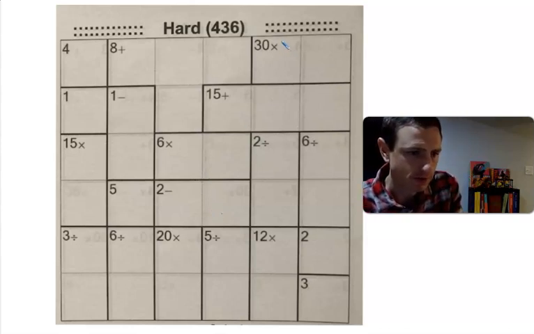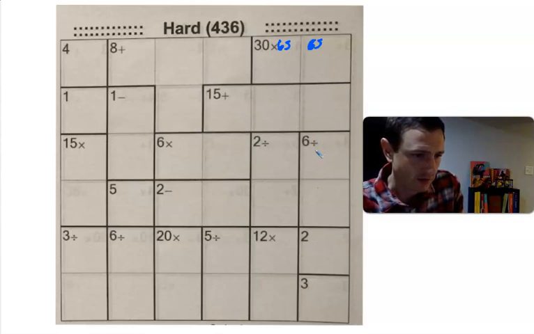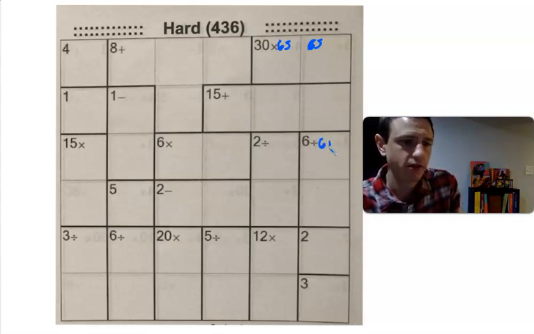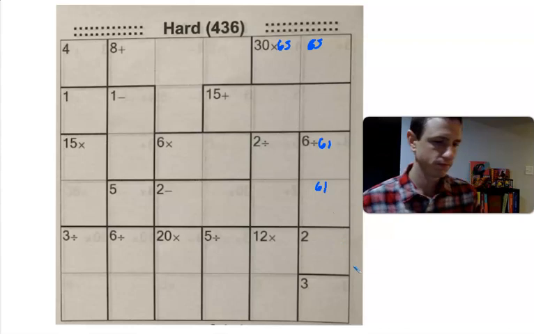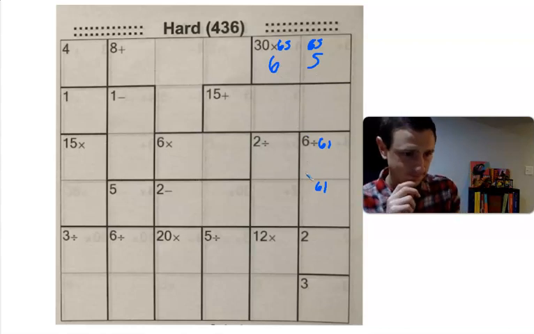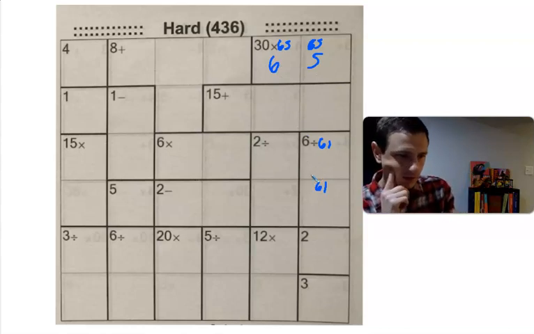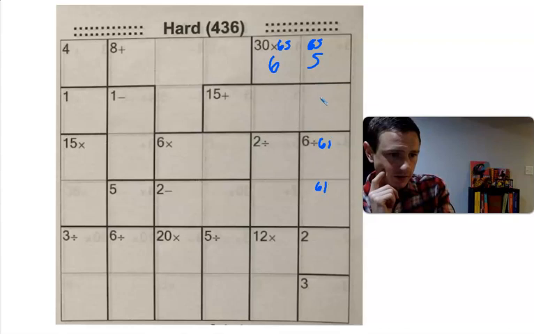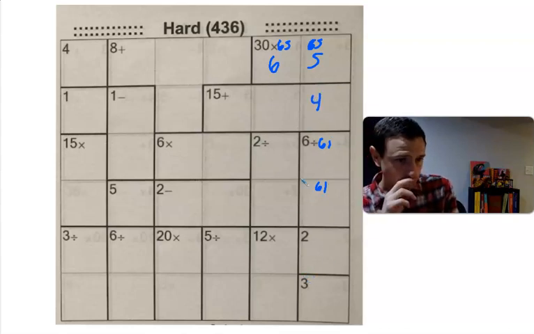So let's keep going. 6 and 5. 6, 6 and 1. So this has to be a 5, this has to be a 6. 6, 5, this has to be 4. 3, 2, 1. I didn't even check to see if I could put something here.